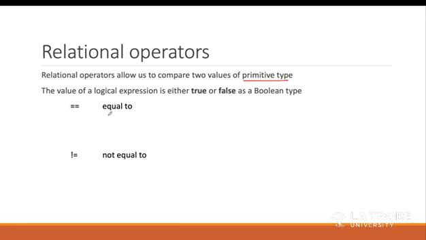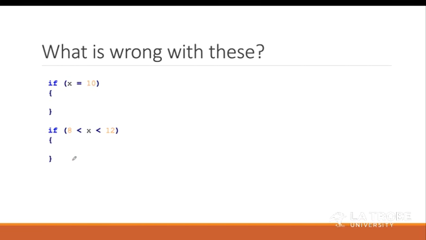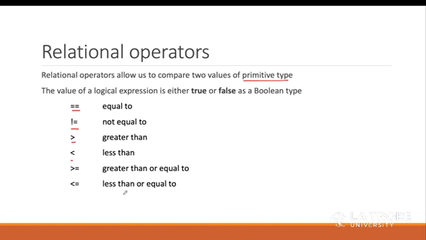So you can compare two primitive types. If you want to see if they are equal, you need to use equal equals. If they are not equal, it's not equals. If you want to check if one number is greater than the other, the operator we use is the greater than sign, and less than, less than or equal to, greater than or equal to. So these are a few relational operators that we'll use while using an if condition, so that our logical expression results in either true or false.